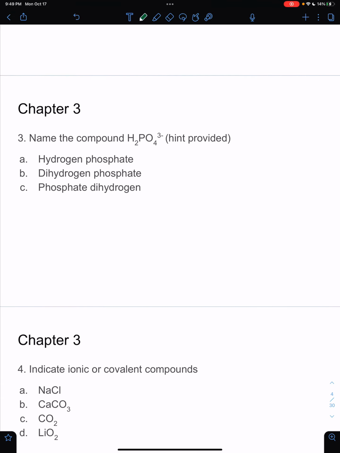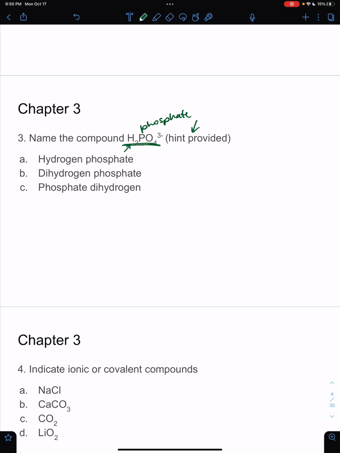Okay, this one says name the compound containing a polyatomic ion I came up with H2PO4, and it says hint provided. So I'm thinking that means she's going to give you the name of the polyatomic ion. So this one is phosphate. And if she gives you that, all you have to do is figure out the name of this part of the H2. So we know for covalent compounds like this one, there's no metals here. These are all nonmetals. So we know it's a covalent compound.